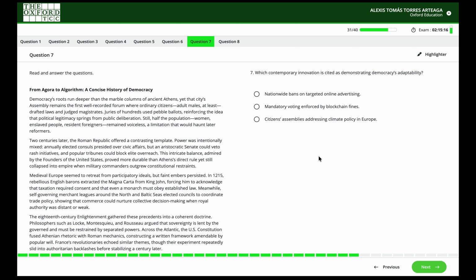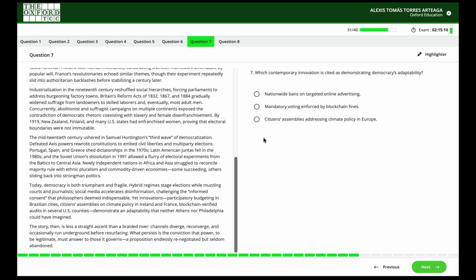Which contemporary innovation is cited as demonstrating democracy's adaptability? Nationwide bans on targeted online advertising, mandatory voting enforced by blockchain fines, or citizens' assemblies addressing climate policy in Europe.